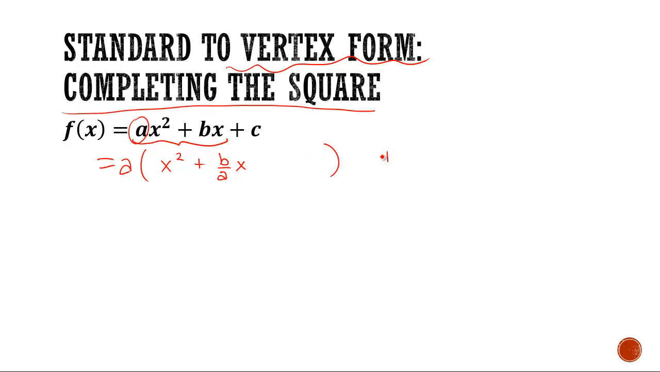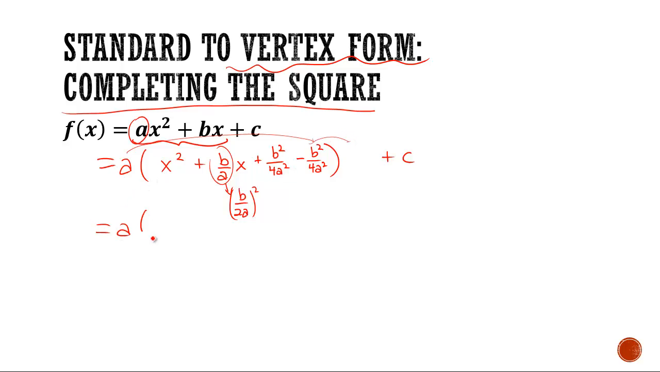We want to leave some room because we want to add and subtract something, which will be half of this, b over 2a, but squared. So that'll be b squared over 4a squared. But if we add it, we also need to subtract it. Now we don't actually want this guy, so we want to multiply it by a to kick it out.